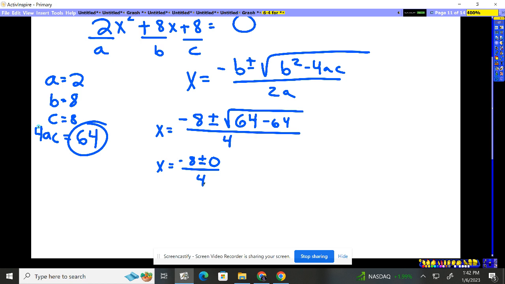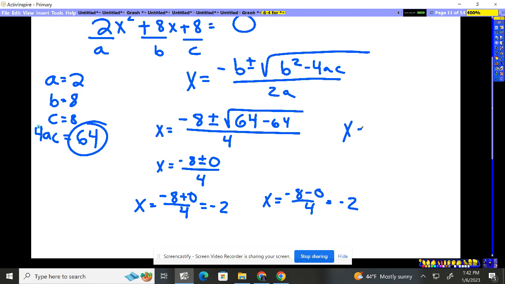Now, if you add 0 and subtract 0, you're going to get negative 8 no matter what. So even if you break it into its two parts, which we normally do, and I'm just going to show you, negative 8 plus 0 over 4, or the other possibility, negative 8 minus 0 over 4, you're going to get the same answer. Here, negative 8 plus 0 is negative 8 divided by 4, negative 2. Here, same answer, negative 2. So there's only one solution here. Negative 2 is our solution.